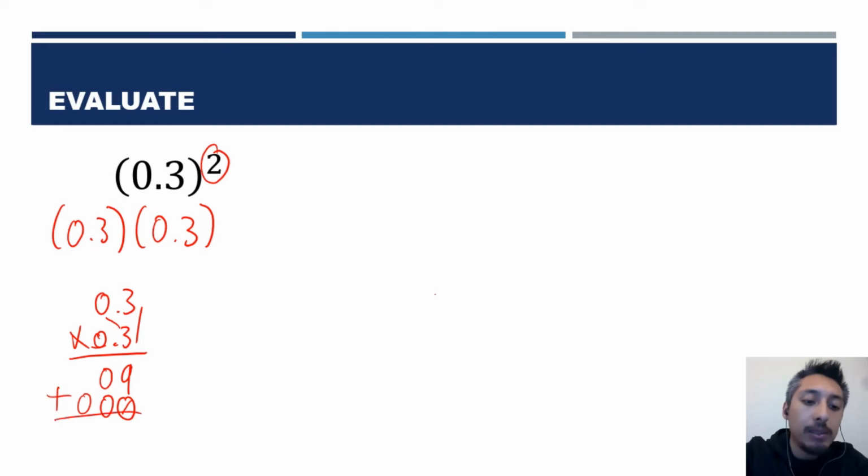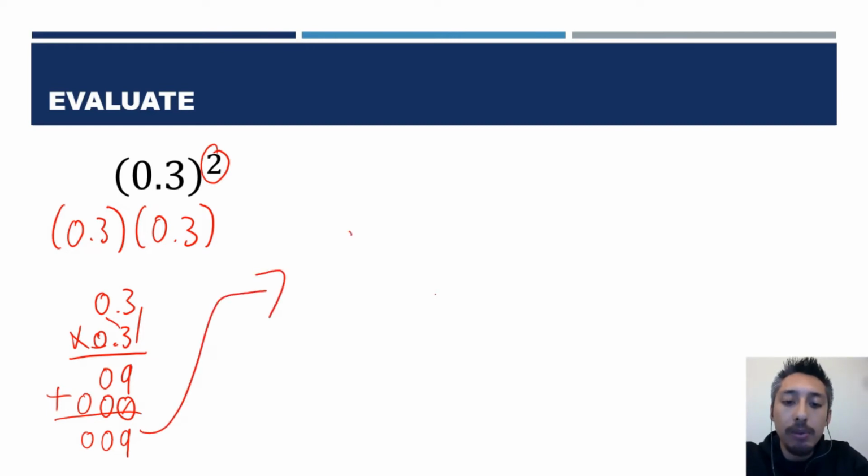We're going to add this up together. 9 plus 0 is 9. 0 plus 0 is 0. And then the 0 is by itself, so it just stays there by itself. Let's go ahead and pull this out to the side just so we have a little bit more space to work. Now the question is, where does the decimal go?